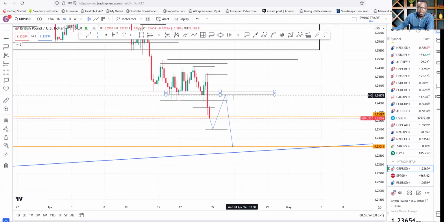This is what I'm looking at. I'm expecting price to pull back into this market structure. So go mark your charts, look at this market structure, expect price to pull back into that area, and then we're going to look for a drop. So I'm going to be looking for a sell within a short.